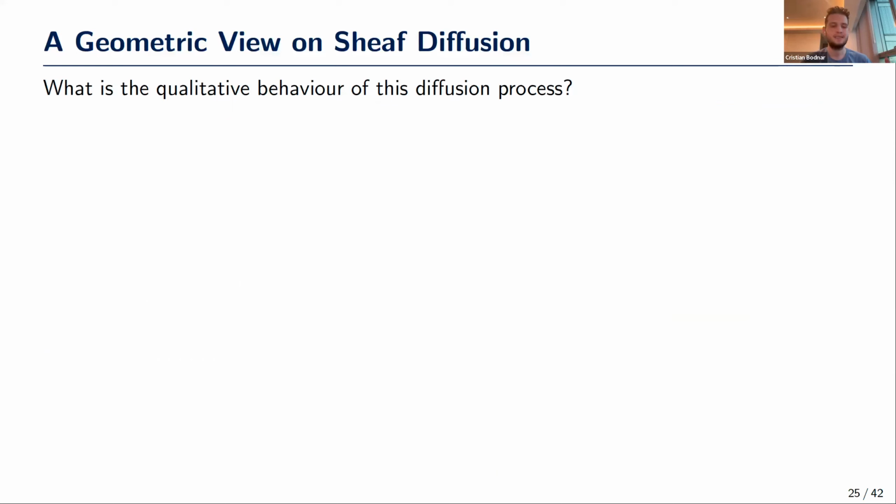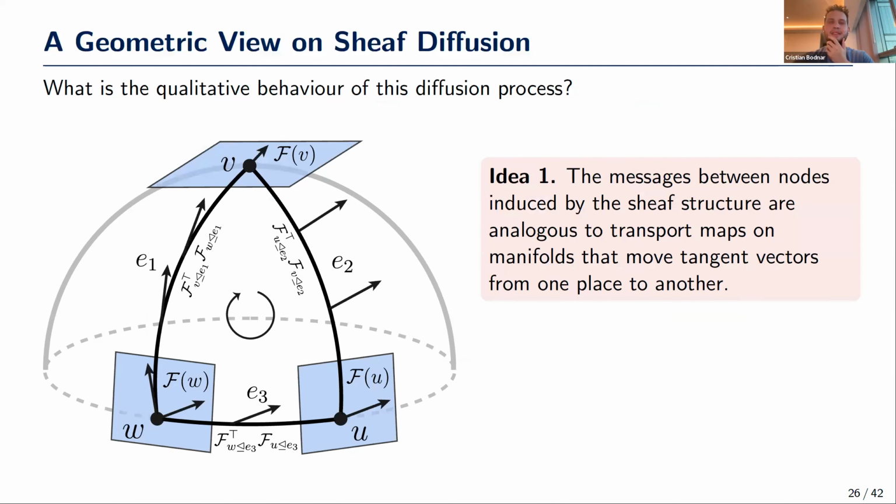Okay, so now you asked, do you have a nice picture for how this new diffusion process behaves? For heat diffusion, we've seen the heat transfer picture, which is quite clear. It's a bit harder to visualize things in this setting, but one geometric way to think about this process is analogous to manifolds. This message passing between nodes, enhanced by the sheaf structure, is a bit analogous to parallel transport in differential geometry.